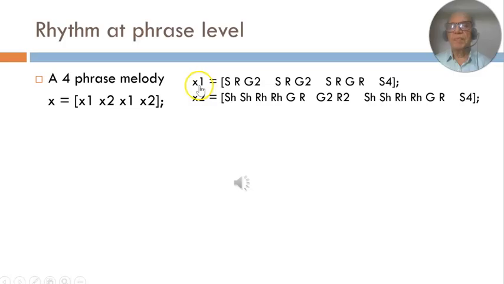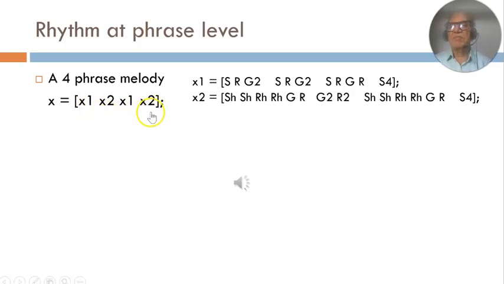So what do we do? X1 we have already generated, X2 we have already generated, and we now generate a 4-phrase melody by using, say, X1 followed by X2 and again X1 followed by X2. So you can see that there is a repetition in the phrase. X1 is repeated here and X2 is repeated here. So you will be able to sense the rhythm at the phrase level.